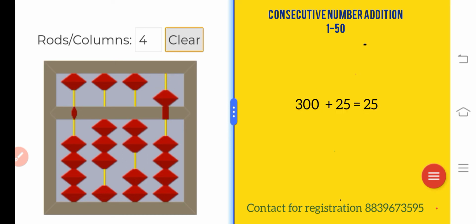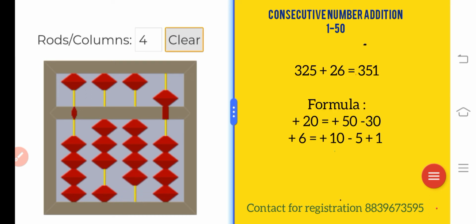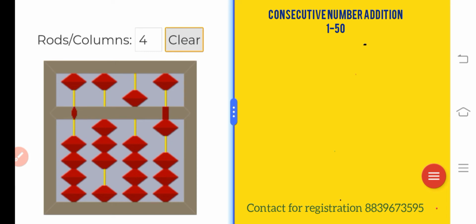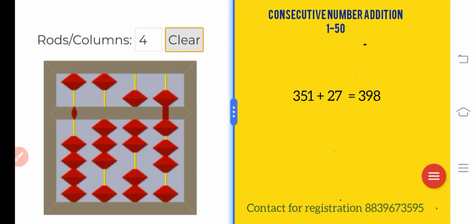Now for adding 26, we will add 20 in the tens place, and for 6 we will use the formula that is plus 10 and the friend of 6 is 4, so minus 4, that is minus 5 plus 1. We get the answer 351. For adding 27, it's very simple. We add 20 here and 7 here.